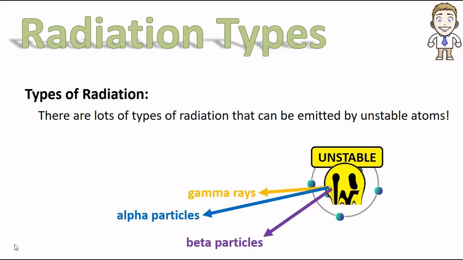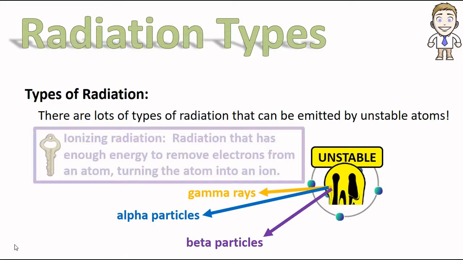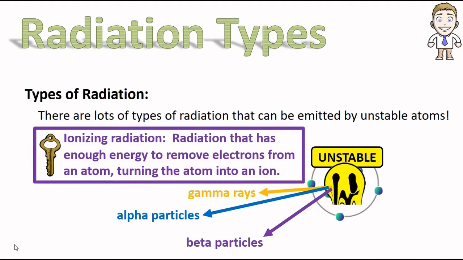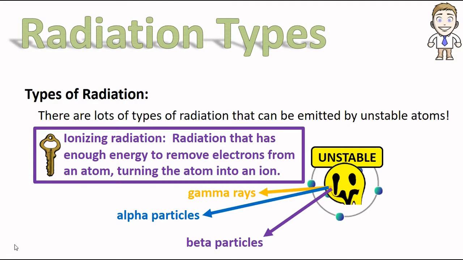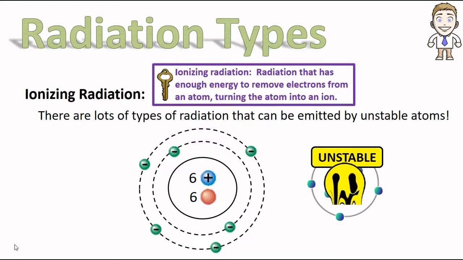Luckily, in this class, there's only 3 types of radiation you really have to worry about. Those are gamma rays, alpha particles, and beta particles. What's so special about those guys? They're just a special type of radiation called ionizing radiation. This is nothing more than radiation that has enough energy to actually remove electrons from an atom. And we mean a neighboring atom, a next door atom, turning that atom into an ion, hence the term ionizing radiation. That can still be kind of confusing, so let's actually take a look at it so you can see how the whole thing works.